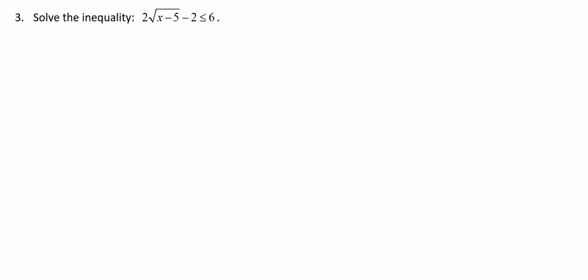Okay, so the process is very simple. Step 1, solve the associated equation. What it means is you are looking for those critical points of when the left-hand side is equal to the right-hand side. And then step 2 is to go ahead and put that on a number line and then test the interval. And then step 3 is to write down your solution. So keep those in mind. Those are the 3 things we are going to do to solve inequalities, no matter what type they are.